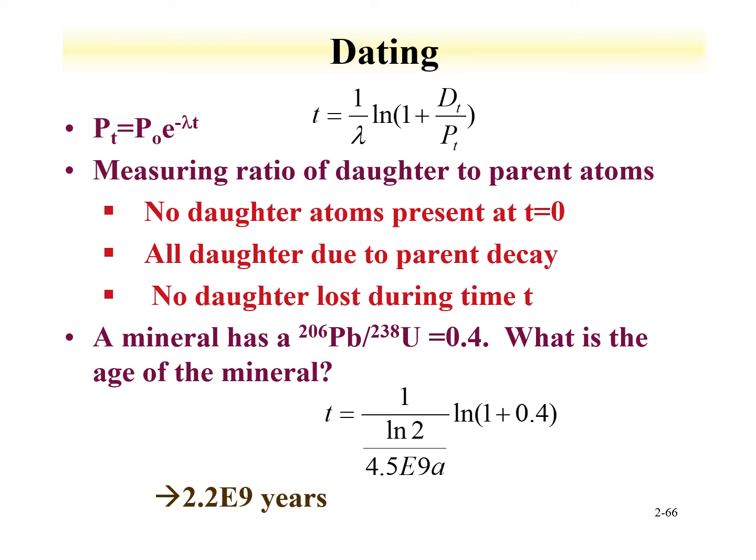So what we're saying is that at time 0 there were no daughter atoms present, that all the daughter atoms are due to the decay of the parent, and that no daughter atoms were lost during this decay period. So there are a few conditions that are necessary for this relationship, of all the parent at time 0 being described by the parent at time t and the daughter at time t. So let's consider how this could work.